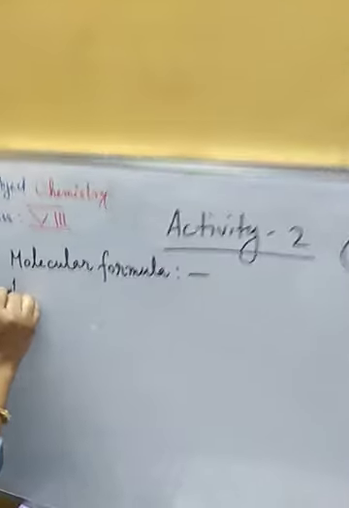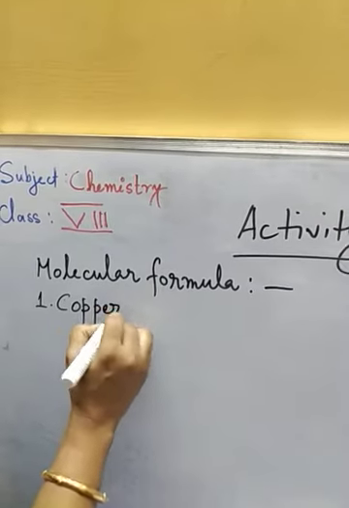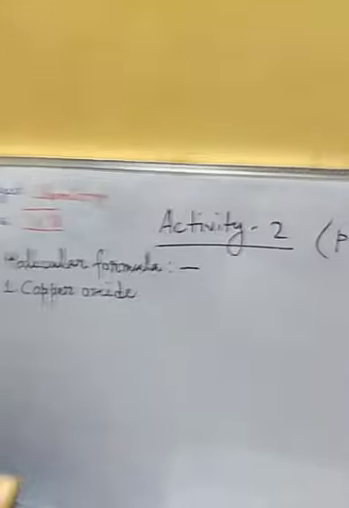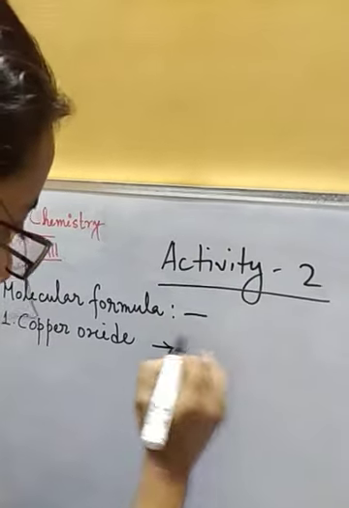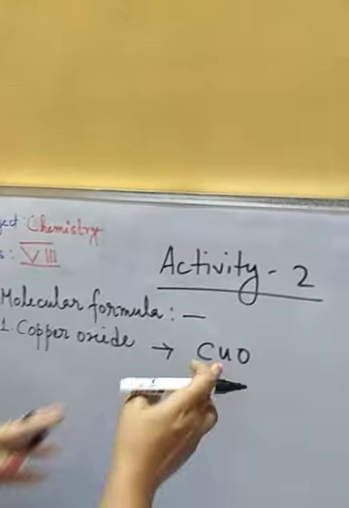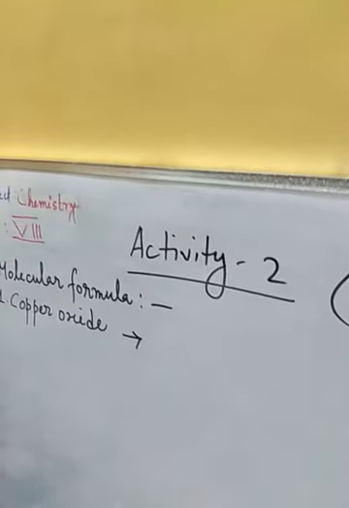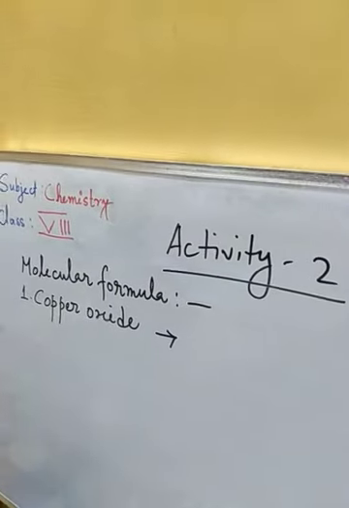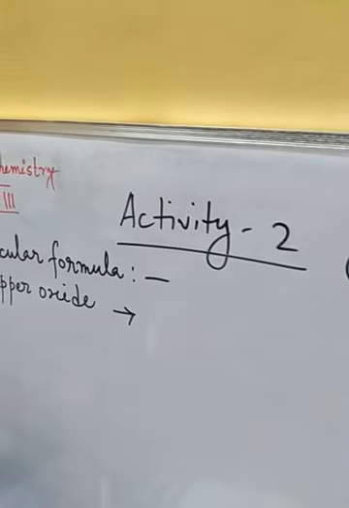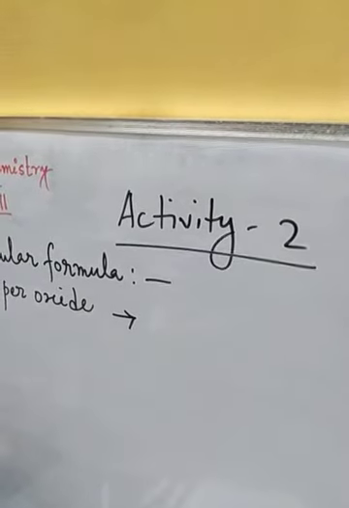The first one was copper oxide. Copper oxide is CuO. But this copper oxide can be of two types, and here it's not mentioned. Copper may have a +1 state as well as a +2 state, so cupric oxide and cuprous oxide both are there.